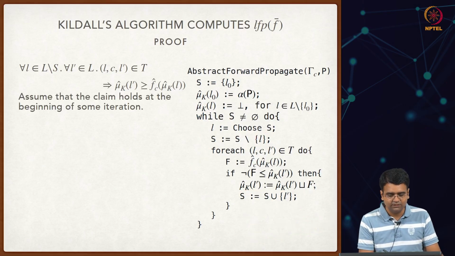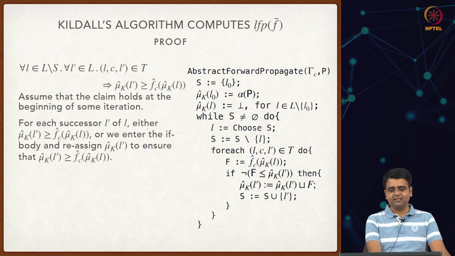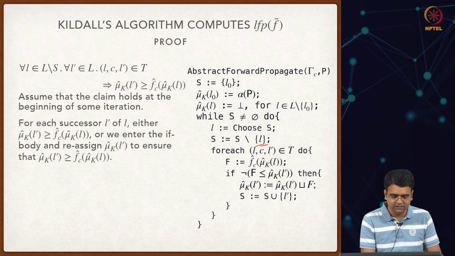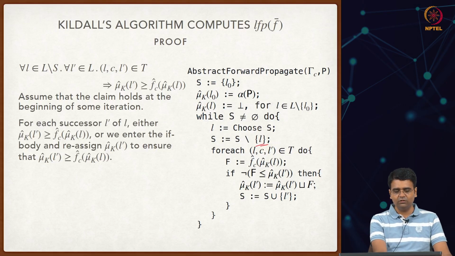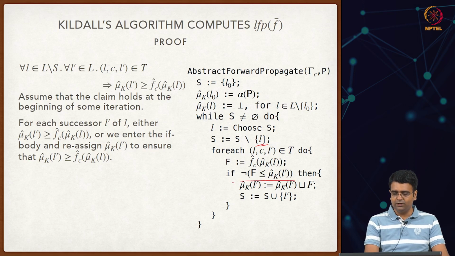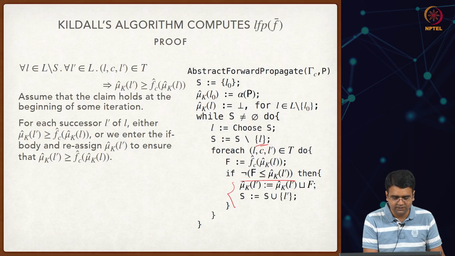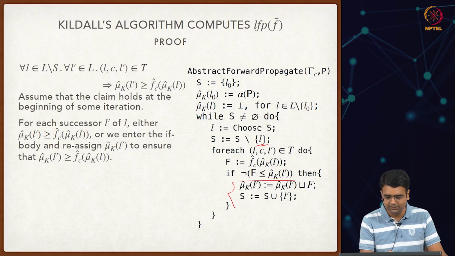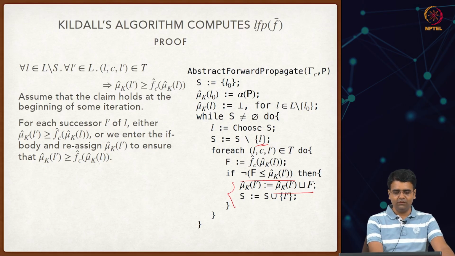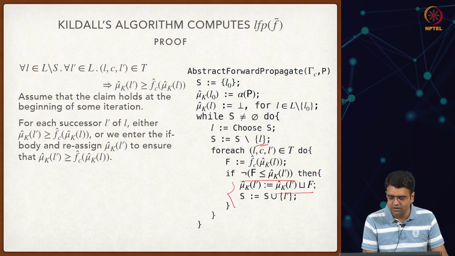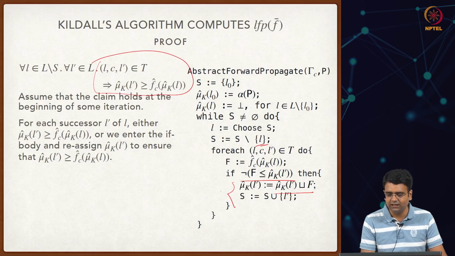So if you assume that the claim holds at the beginning, then for each successor L prime of L, which is being removed from the set S, either mu hat k at L prime is already greater than or equal to f at C of mu hat k of L, which means that you don't execute this if block, or we will enter the if body, in which case we will reassign mu hat k of L prime using this join with a value which ensures that mu hat k at L prime is greater than or equal to f at C of mu hat k of L. So, for this specific location L, which is removed from the set S and therefore comes under our obligation to show that this loop invariant holds, we can trivially show that it holds, because that is exactly what happens in the inner for loop.